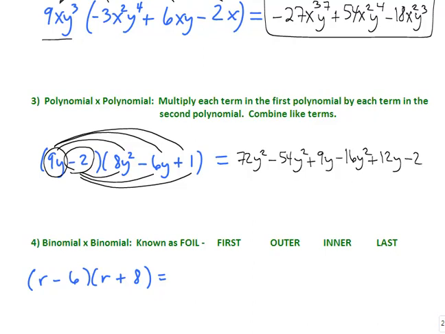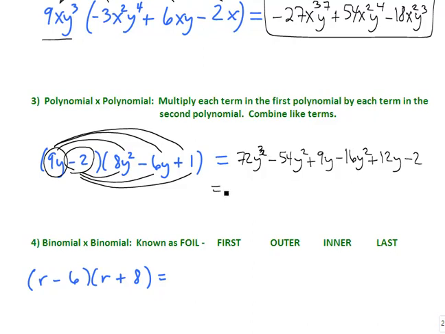Now you want to make sure that you have simplified your final solution here. So what we want to make sure of is that we're adding any like terms. And I see a mistake here right away. 9y times 8y squared should have been 72y cubed, not 72y squared.